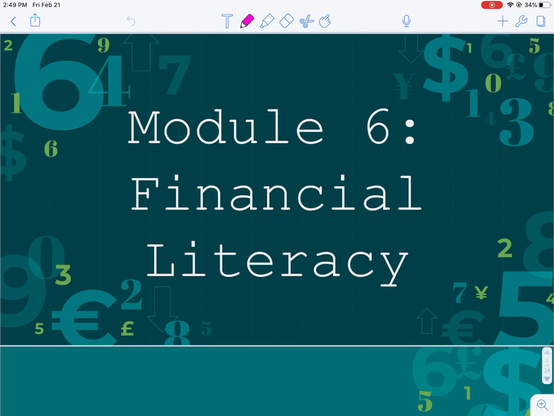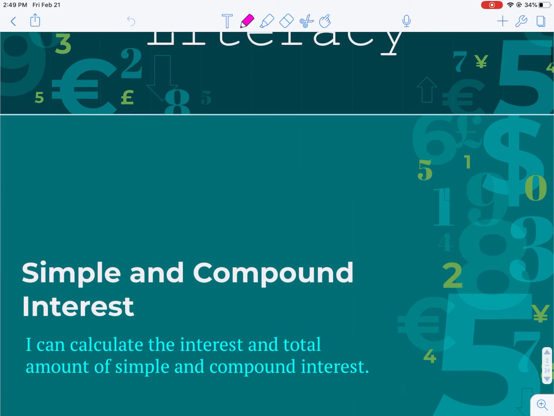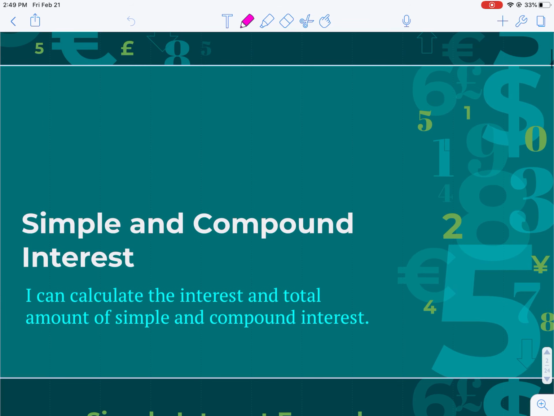Module 6, Financial Literacy. Simple and compound interest. I can calculate the interest and total amount of simple and compound interest.